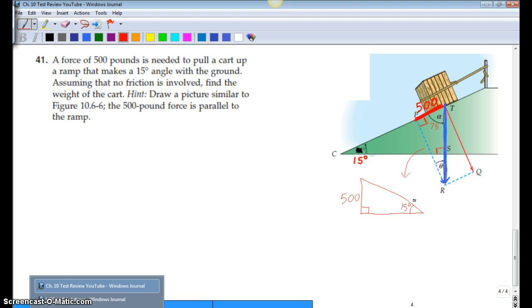Okay. Now the TS, this blue, I'll mark that as my X, my unknown. That's what I want to know. That hypotenuse represents the force of gravity, or the weight of our object. So let me get back to our normal pen. I can set up the trig ratio: sine of 15 degrees equals 500 over x. And then solve for x, we get 500 over sine 15.